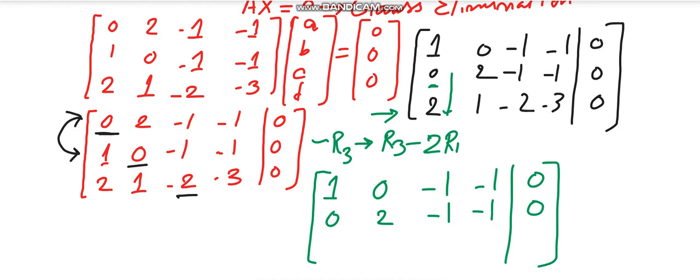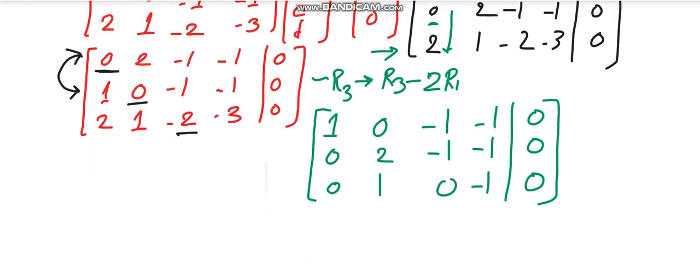And this will be equal to 0. This will become 1. This will be 0. And it will be minus 1, while the right hand side remains 0. Fine.